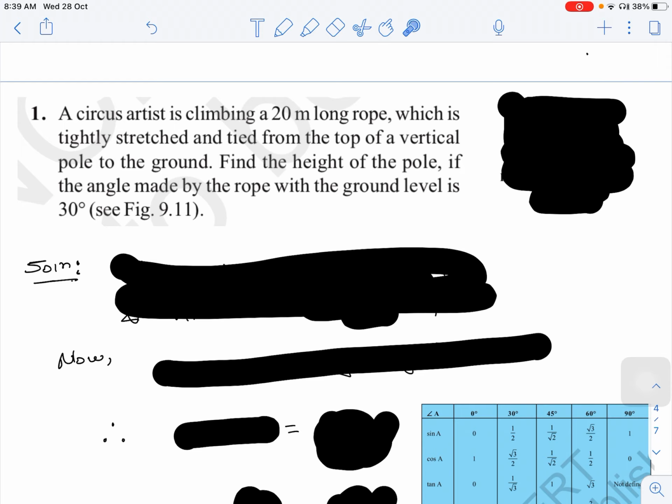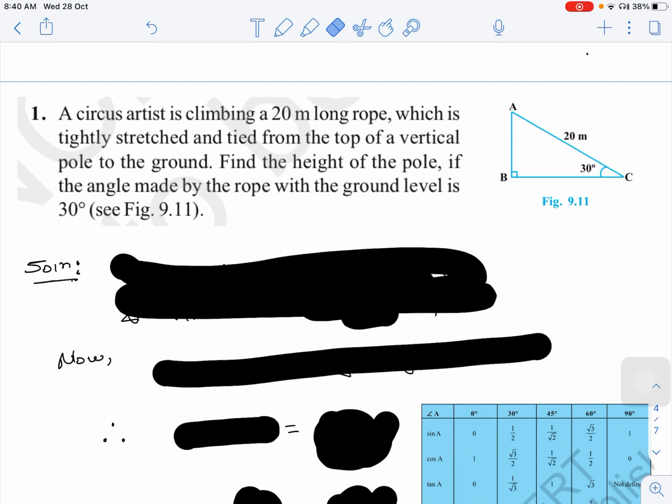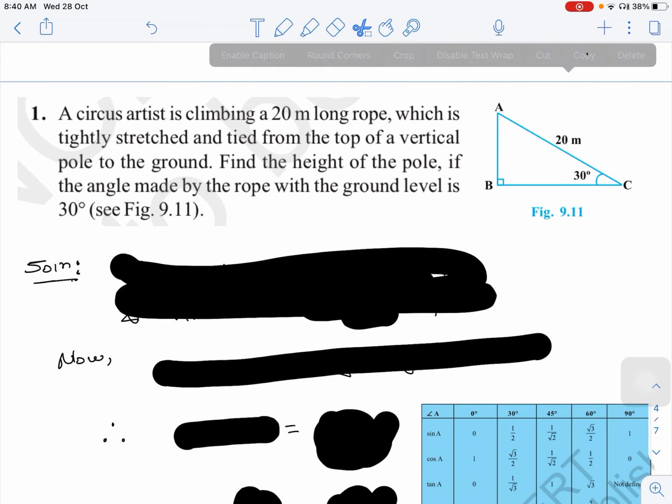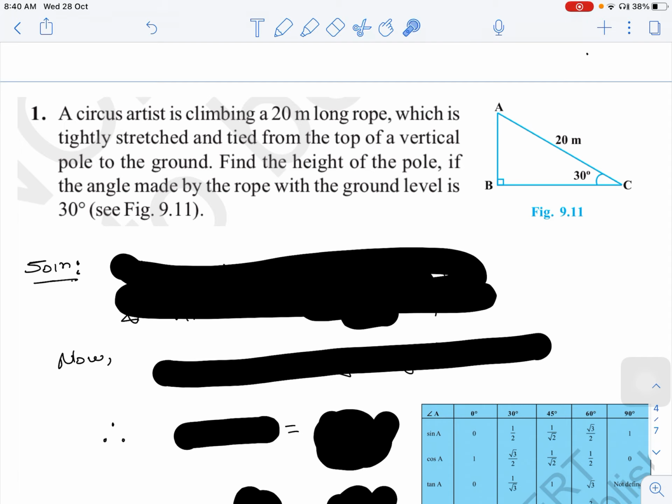It is given that a circus artist is climbing a 20-meter long rope which is tightly stretched and tied from the top of a vertical pole to the ground. So, as per the requirement, a figure is given over here. Let us consider that AB is the height of the pole and AC is the 20-meter long rope which is tied to the ground at point C.